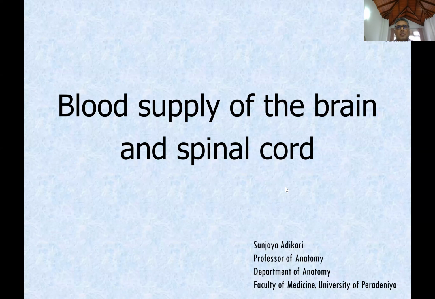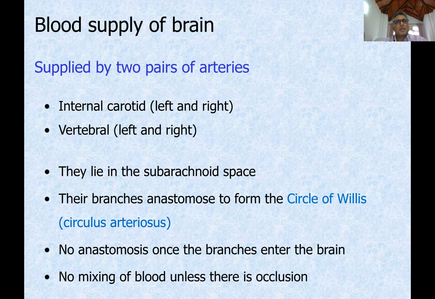We will be discussing the blood supply of the brain and the spinal cord. When you consider the blood supply of the brain, there are two pairs of arteries that supply the brain. There is what you call an anterior circulation and a posterior circulation. Now, the artery responsible for anterior circulation is the internal carotid artery. So there are left and right internal carotid arteries. Then the arteries responsible for the posterior circulation are the two vertebral arteries.